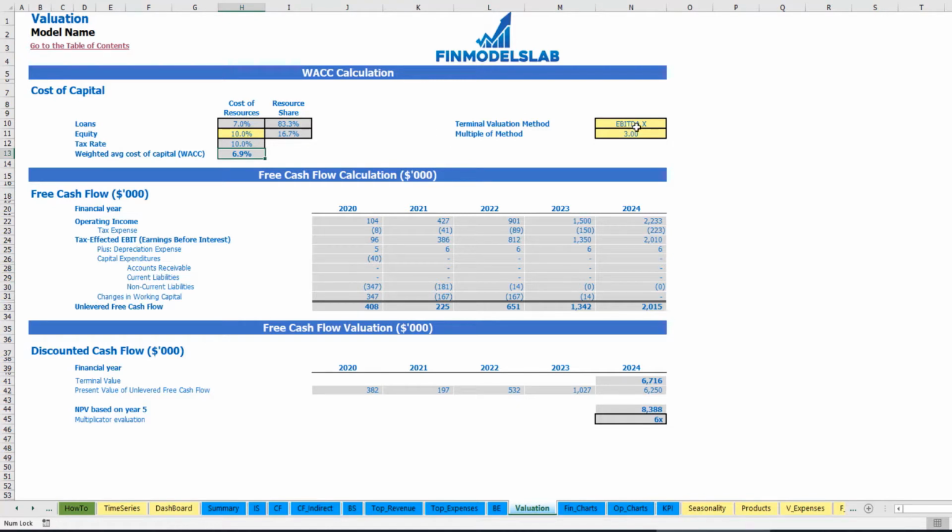In the valuation model there are 2 valuation methods, which are EBITDA multiple and revenue multiple. You may select one of them, and below you may input the multiple of the method. Based on this information we can see terminal value, which is calculated on unlevered free cash flow. You may see the present value of unlevered free cash flow, NPV, and multiplicator evaluation for this particular company.